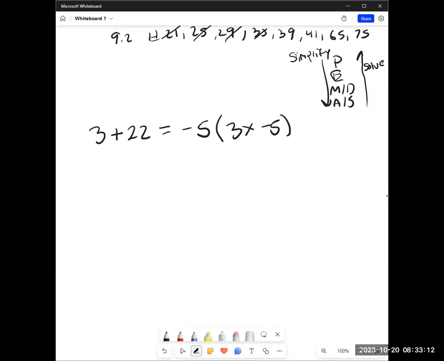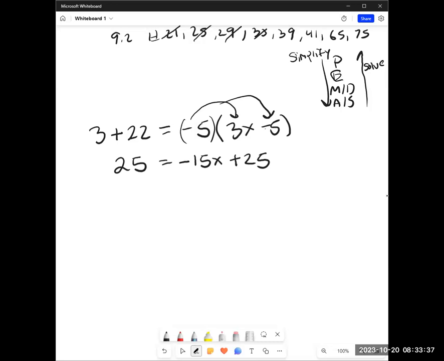So the left-hand side, I'm going to simply add these like terms to get 25. This right-hand side, I'm going to distribute the negative 5 that's multiplied over these parentheses. So negative 5 times 3x is a negative 15x, and a negative 5 times a negative 5 is a positive 25.